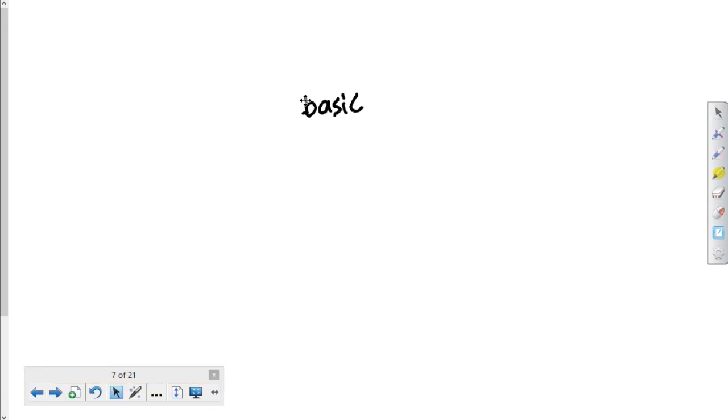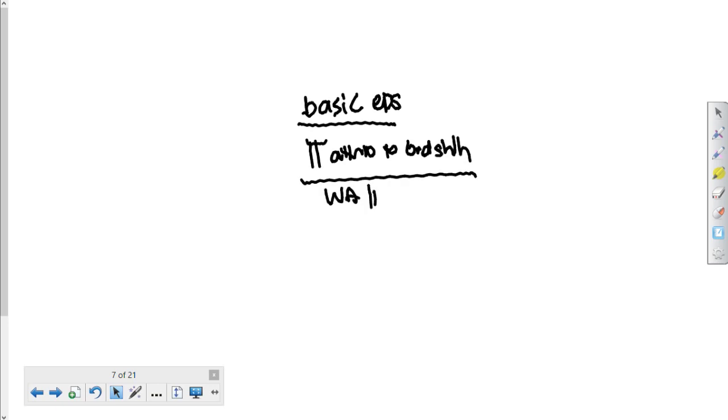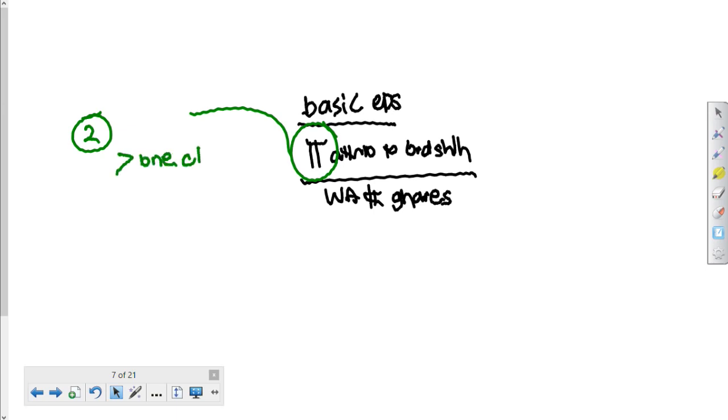This was our basic calc. Basic EPS, profit attributable to ordinary shareholders divided by weighted average number of shares. Okay, so the first adjustment to the numerator was all those adjustments for prefs. The second adjustment that we make to this number comes about when we have more than one class of shares that share in profit.